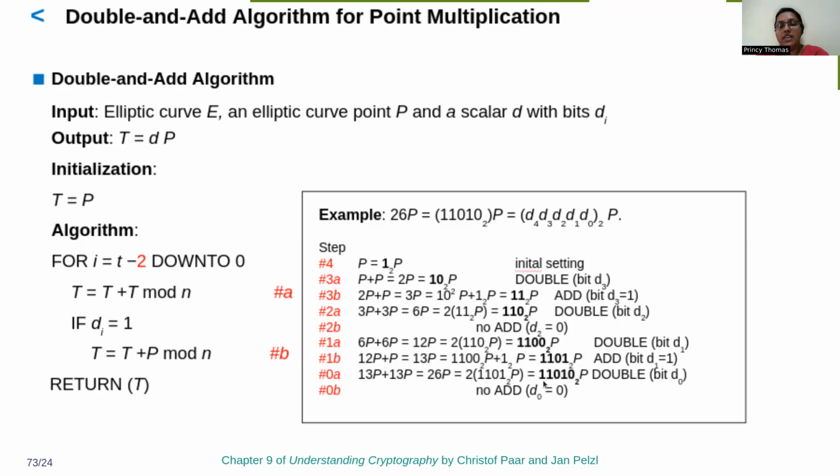When we do doubling, we get 11010p. And now there is no need for an add because the last bit is 0. So just like in square and multiply, we look from left to right at the multiplication bits. Whenever there is a 1, we need to do a double and add. When there is a 0, only a double will be done. Finally, in these many steps, 1, 2, 3, 4, 5, 6, 7, in 7 steps we have got the result of 26p.